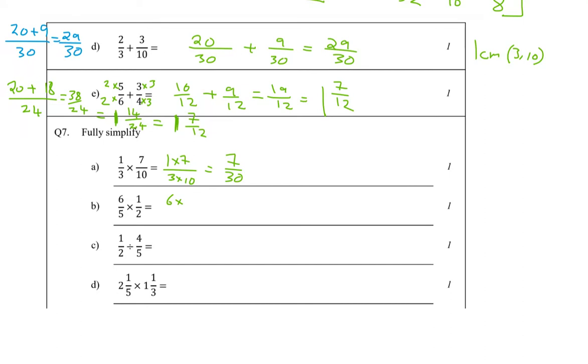The same with B, except we can divide by 2 to get 3 over 5. Now we write down the first one, we invert the second one, then multiply as normal.